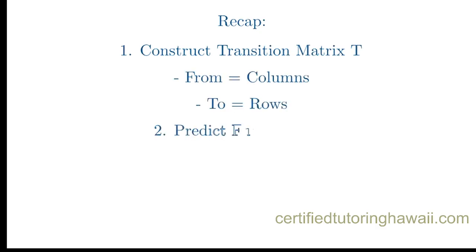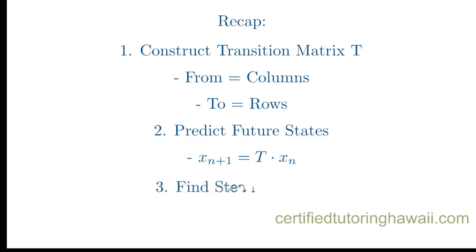Let's quickly recap what we've learned. First, we learned how to construct a transition matrix from a two-state scenario involving percent changes. Remember, the columns are from states and the rows are to states. Next, we used our model to predict future states. We found that the next state, x sub n plus 1, is the transition matrix T times the current state x sub n. We also learned about the steady state, the stable long-term distribution. We found it by solving the equation I minus T times the steady-state vector equals 0.